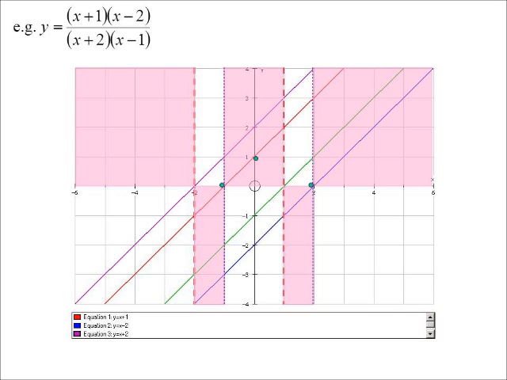X-intercepts then will be where I've put the two blue lines. Y-intercept. Remember, y-intercept is just when x equals 0. It's still very easy to find. So in this one, it turns out to be positive 1.